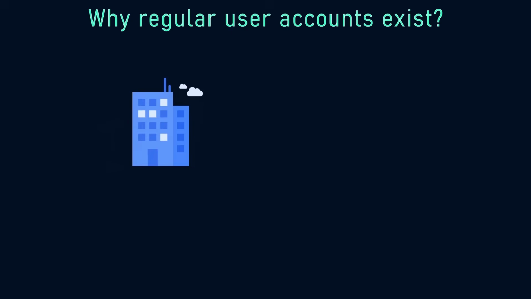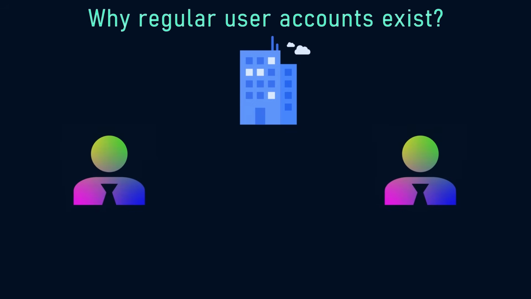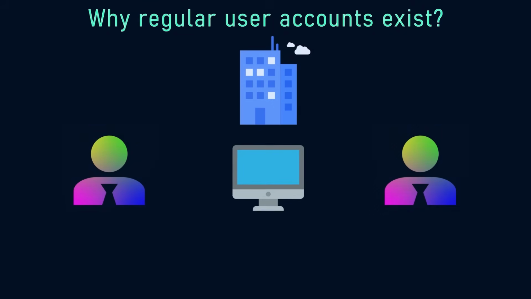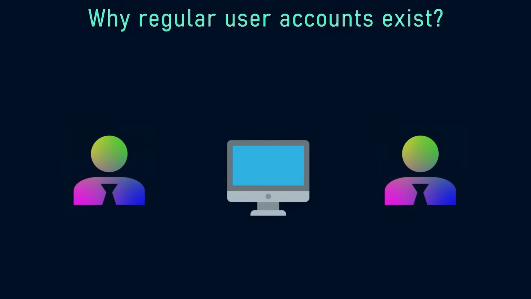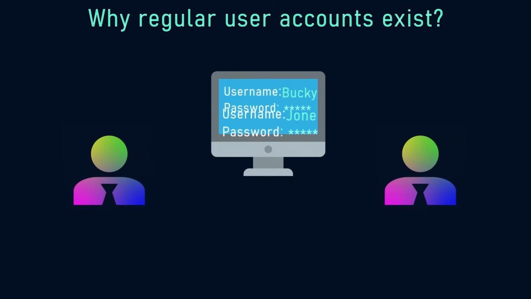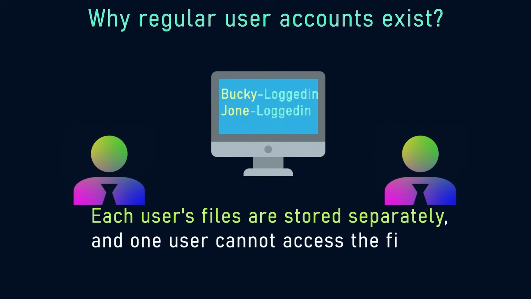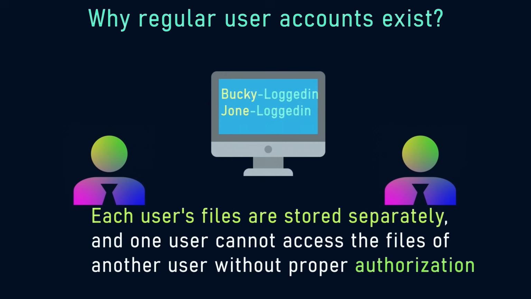Let's take an organization as an example. Organizations and corporations often have multiple employees who typically use the same computer system, right? To ensure security and privacy, each user is assigned a unique username and password. Users log in using their credentials. Each user's files are stored separately, and one user can't access the files of another user without proper authorization.